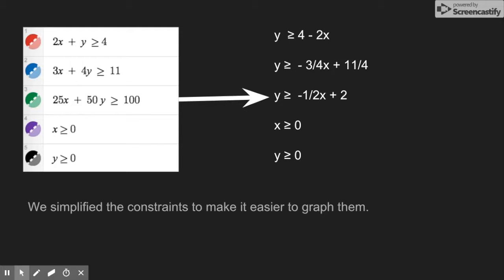In order to make it easier to graph these constraints, we have simplified them. We've simplified the first constraint to what you see over here, and then the second constraint over here, the third constraint over here, and the fourth and the fifth one we didn't have to simplify. We simplified these constraints by isolating the Y variable and moving everything else to the other side of the inequality.